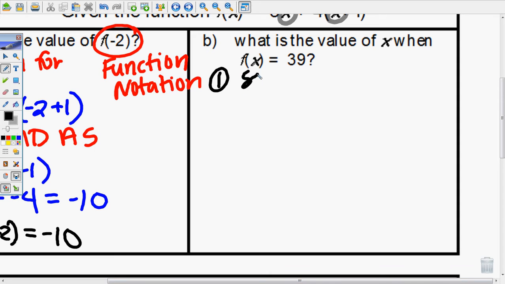One, we're going to set the function equal to. Come on, Mike. He's mad at you, bro.